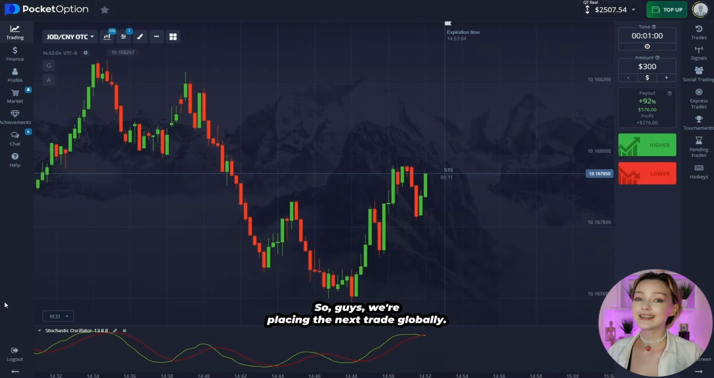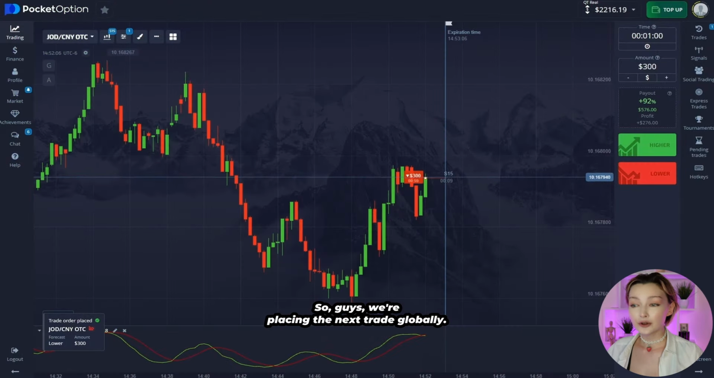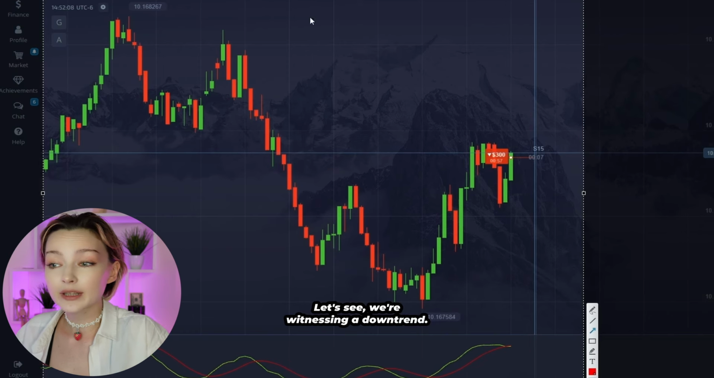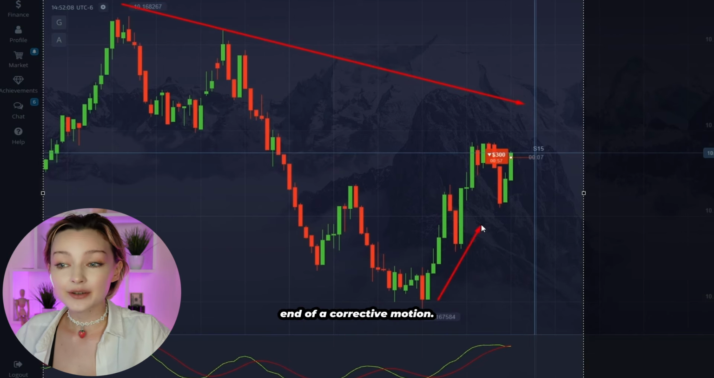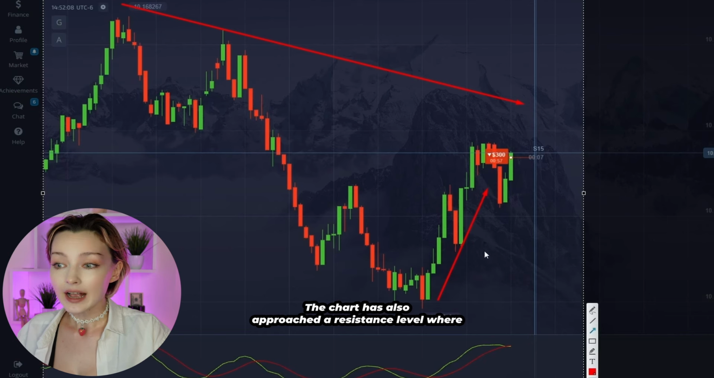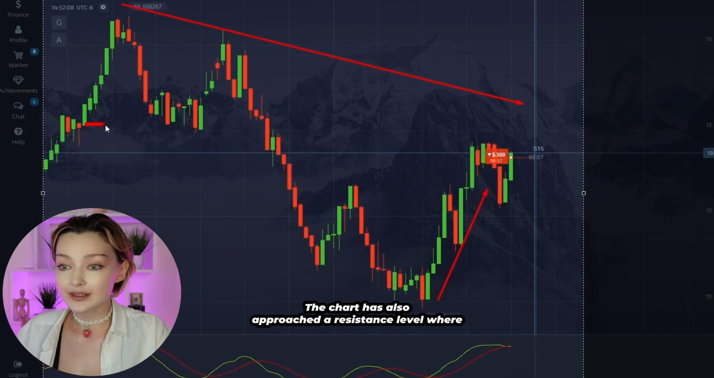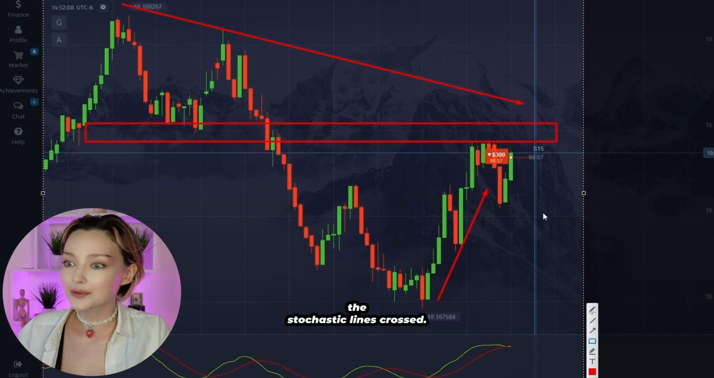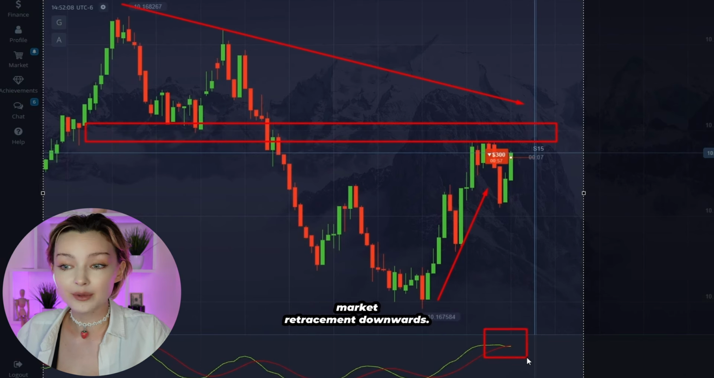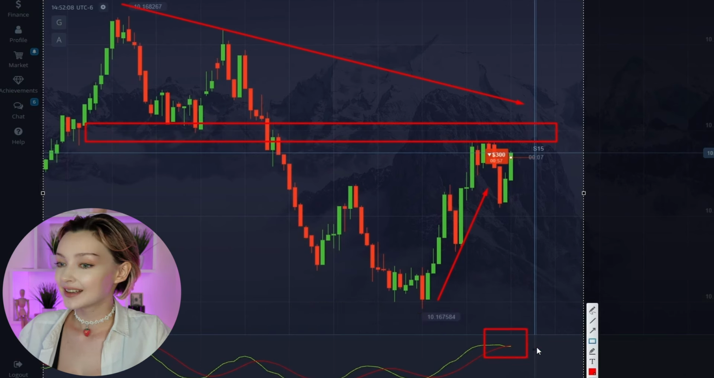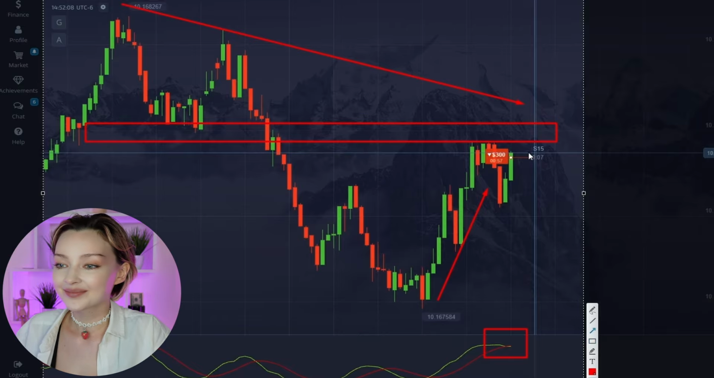So guys, we're placing the next trade. Globally, let's see, we're witnessing a downtrend, while locally, the price is at the end of a corrective motion. The chart has also approached a resistance level where the stochastic lines crossed. The red line is heading upwards, indicating an upcoming market retracement downwards. So, let's see.